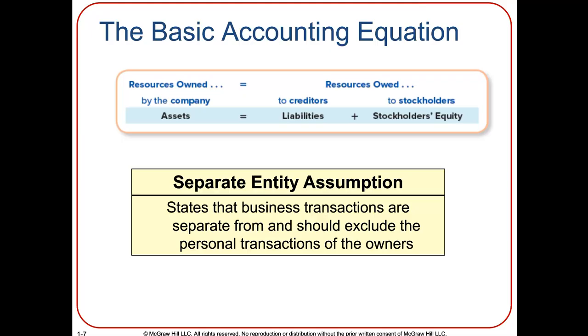Now, a couple of things to note here is what we call the separate entity assumption. Okay, so that means that, for instance, if Walmart has a transaction, whether they took out a loan, whatever it might be, it's only going to affect their financial statements. It's not going to affect ours. And if we take out a loan or we do something, it's not going to affect Walmart's financial statements, even if we own stock in them. Okay, so this separate entity assumption is that the business transactions are separate and exclude the personal transactions of the owners. That's all it means. Okay?